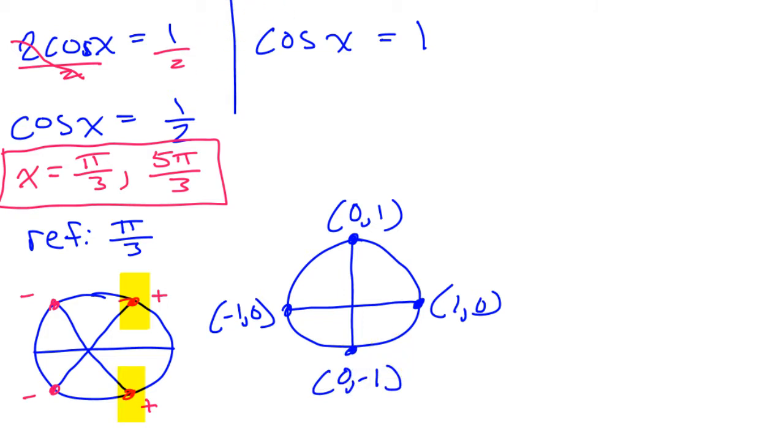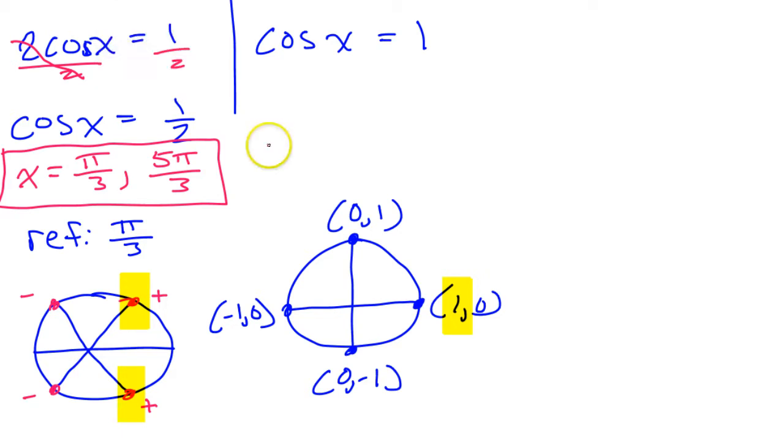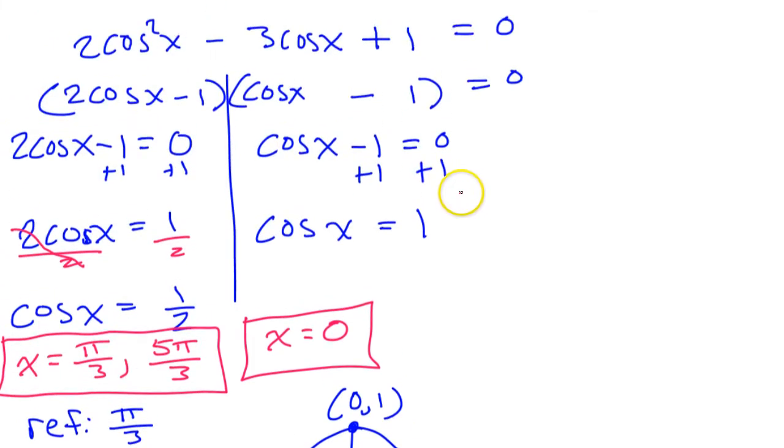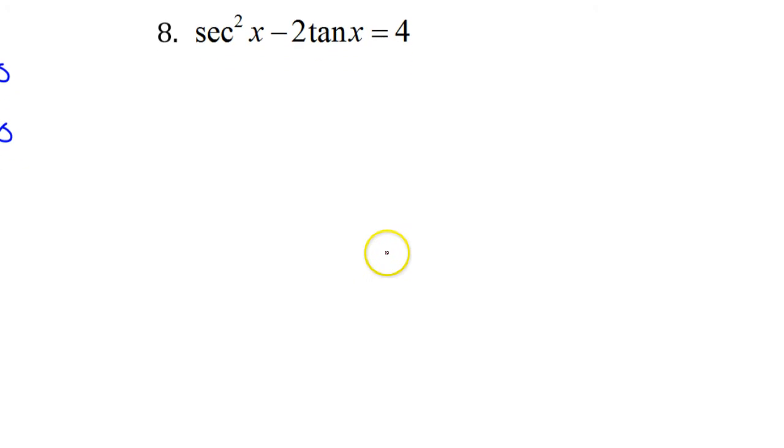Now on the unit circle, cosine is the x value. So we want the x value to be 1. I see that here, and no, no, no. This is it. So this is the only angle that has a cosine of 1. And so that means x equals 0. This is angle 0. So we have 3 solutions: pi over 3, 5 pi over 3, and 0 for number 7. Okay, let's keep going and do number 8.